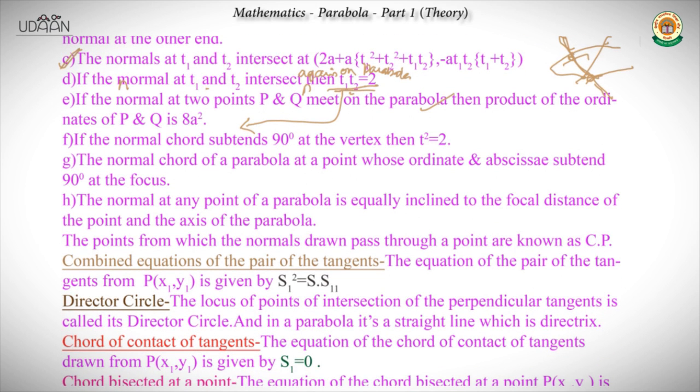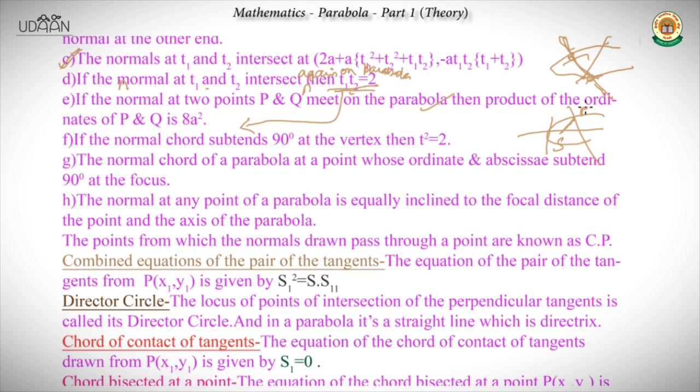Next, h. The normal at any point of a parabola is equally inclined to the focal distance and the axis of the parabola. Now you're thinking, what is the focal distance? If this is a parabola, this is the normal, this is the focus. The line joining the focus and the point is nothing but the focal distance. So the angle between the normal and the focal distance and the angle between the normal and the axis are the same. So we need to remember that.